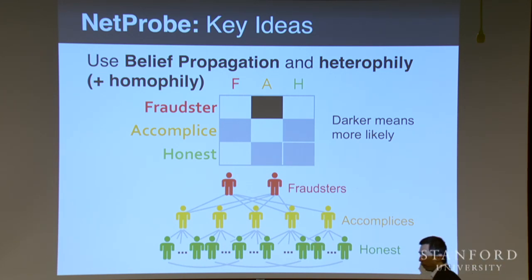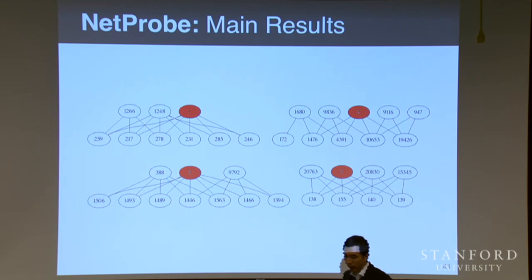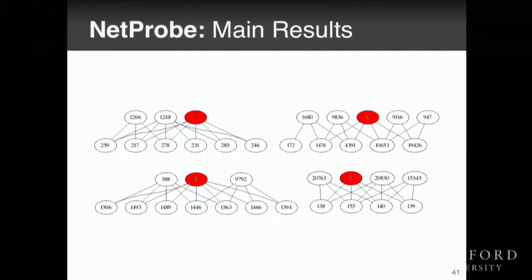Then, applying it to real data with over 800,000 transactions over 66,000 users, we were able to spot these real confirmed fraudsters. The red nodes are the real confirmed fraudsters that we pulled from news, forums, and so on.